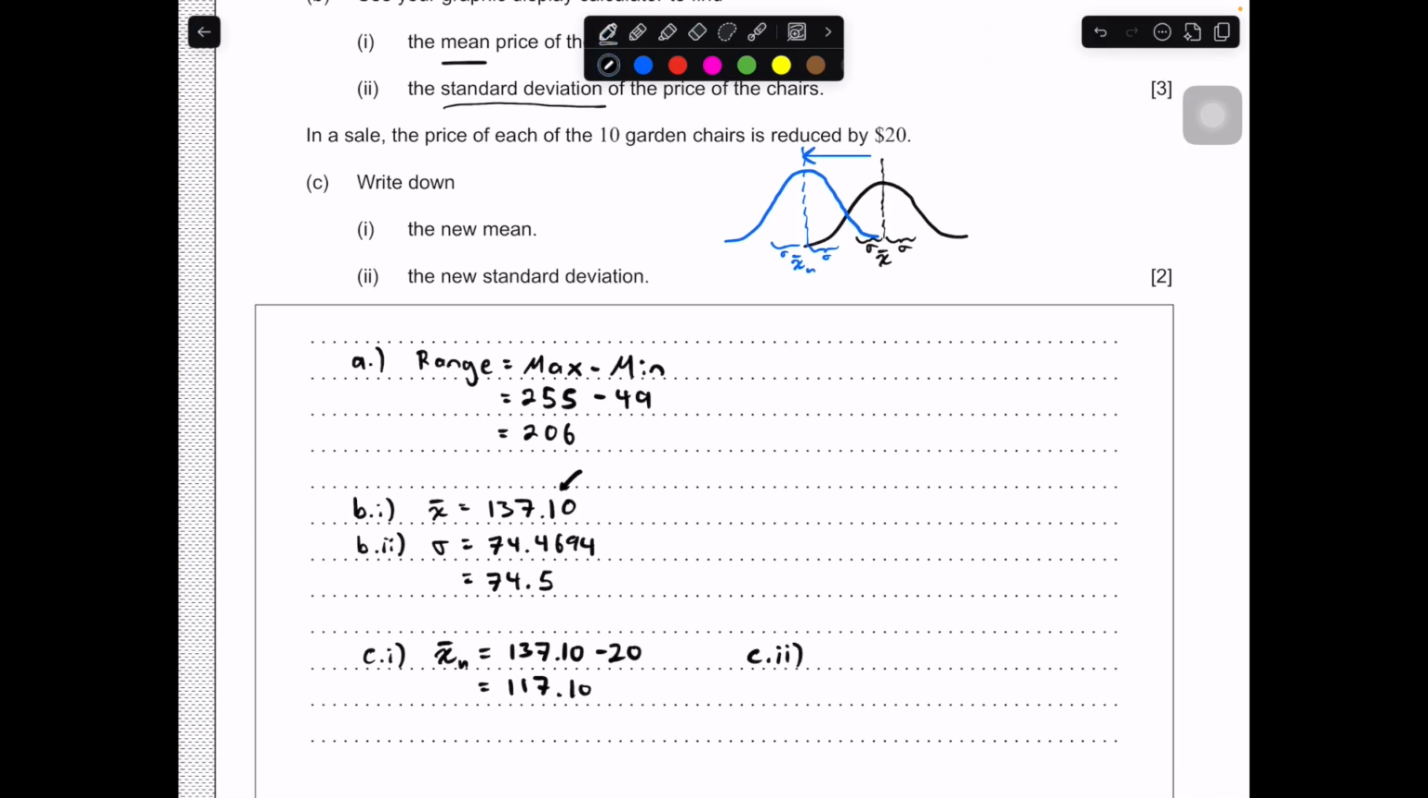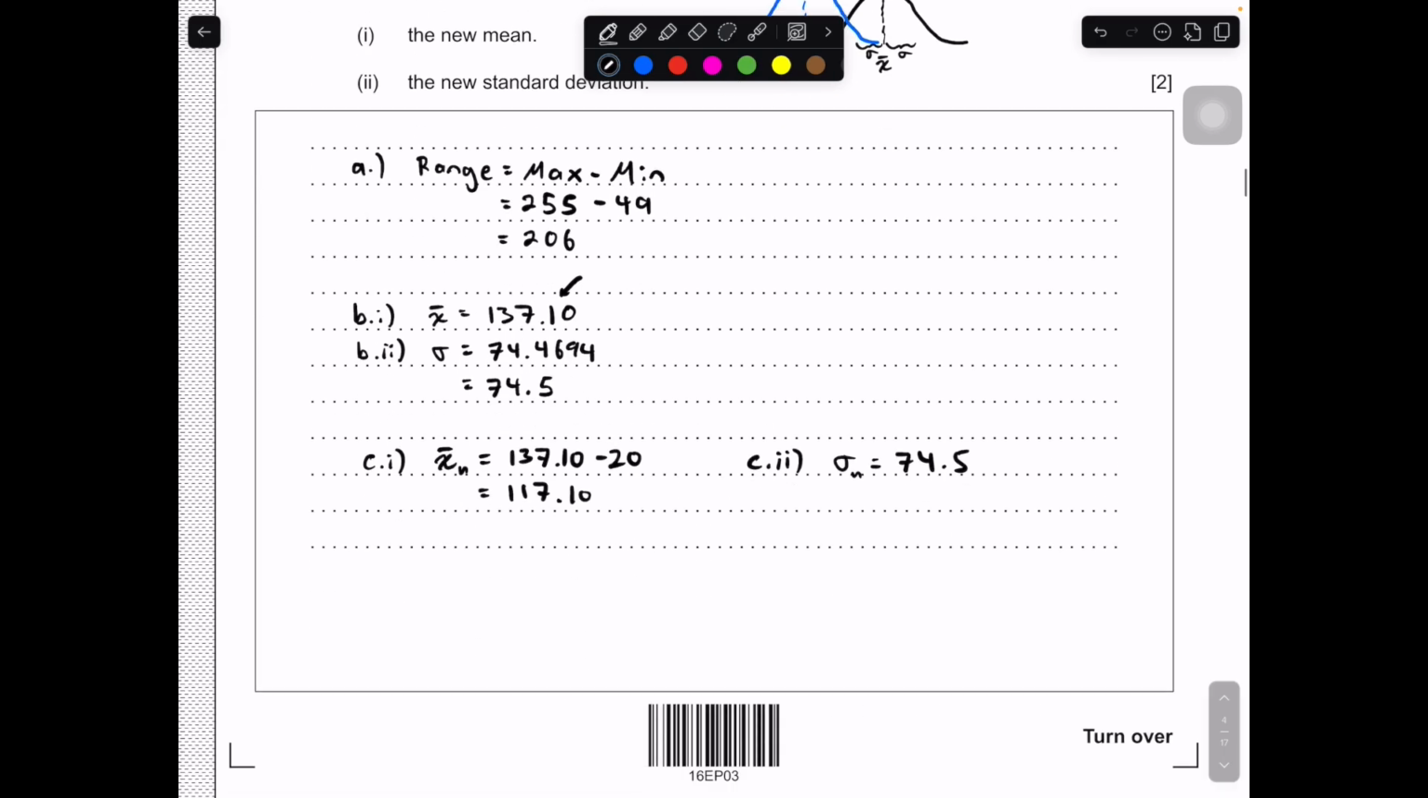So let's write that in. Standard deviation, we don't need to put this n, but I'm going to. The new standard deviation is going to be the same as the old one in this case. It's going to be 74.5. That's how spread out the values are from one another, and that hasn't really changed. Okay, let's go on.